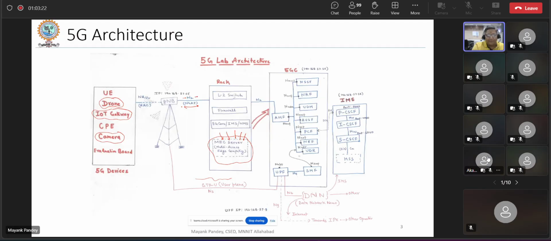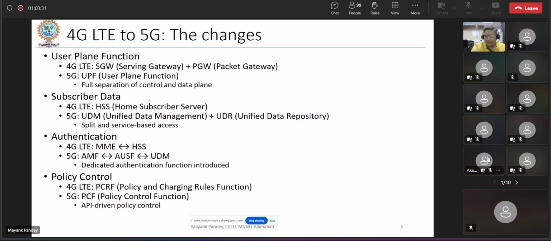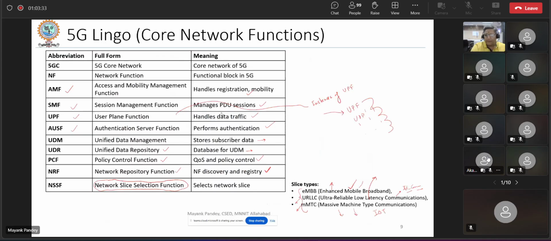Fine. Then NGAP, next generation application protocol, we use for transferring the NAS attach request and other things.